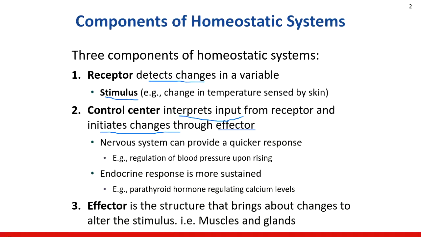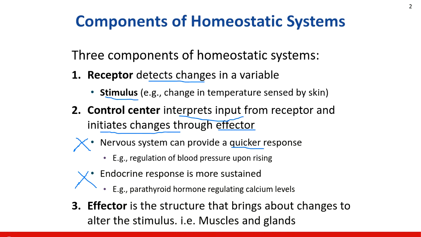Two systems that your body uses in the control center, and you need to know these, are the nervous system, which obviously requires nerves, and the endocrine system. This nervous system is based on an electrical signal, and we'll get into more detail about what that is when we get to chapter 12. But because of its properties, it has a much quicker response.